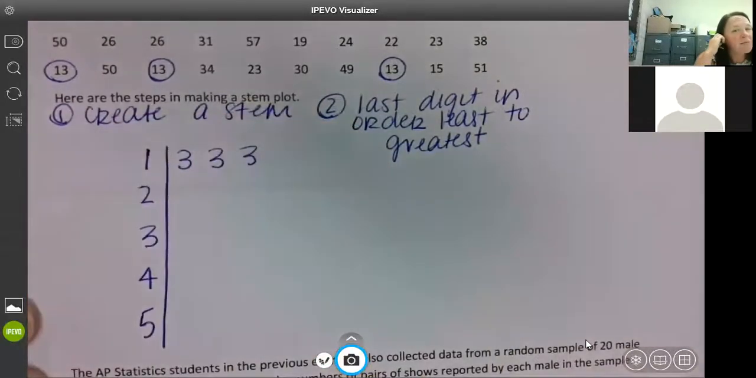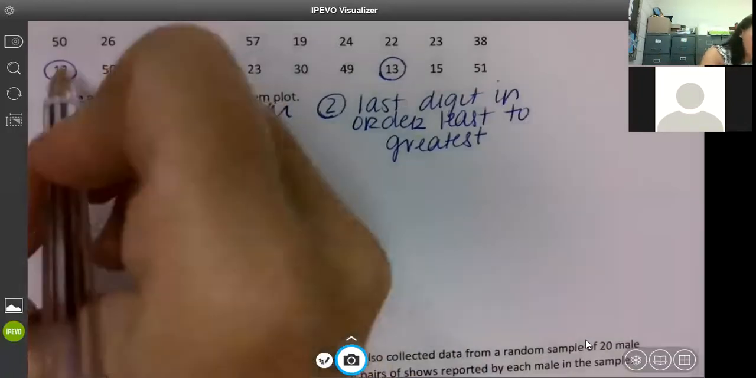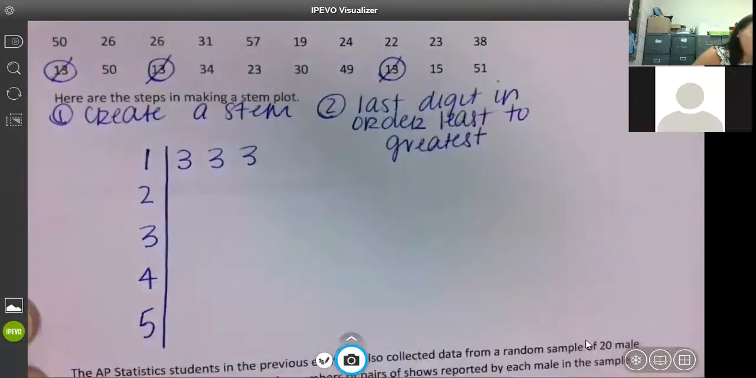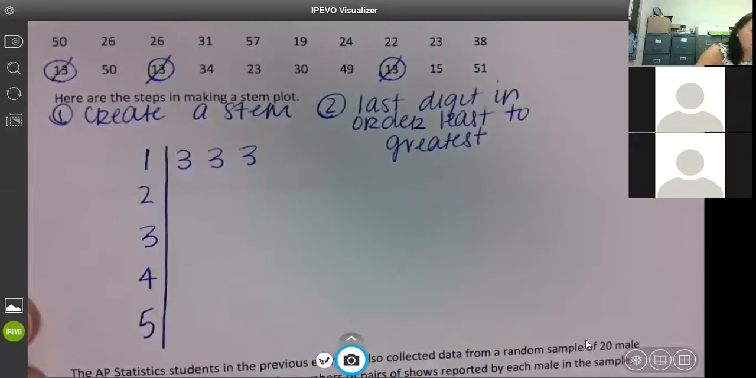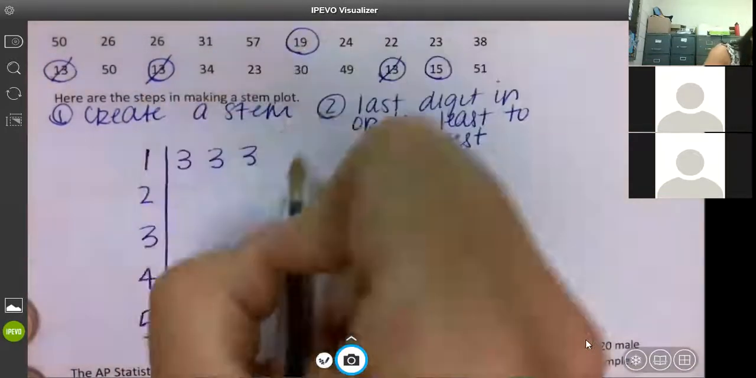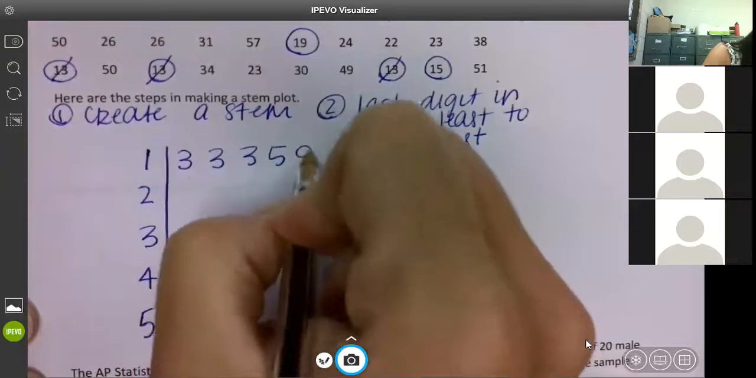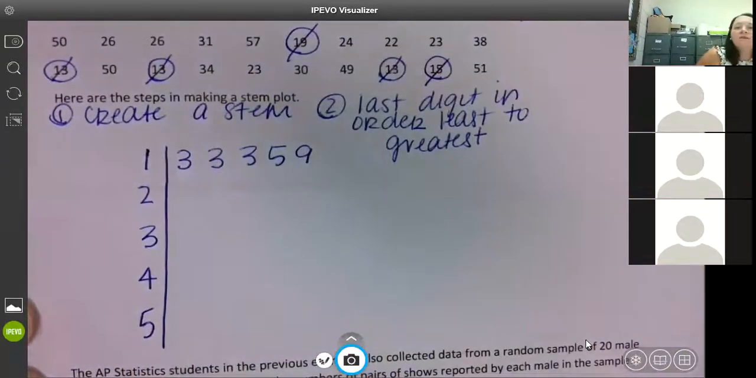Now, just like the dot plot, as I move to the 2, you want to make sure those are in line vertically. So we got the 13s. What's your next one? Is there another one with a 1 in the tens place? There's a 15. What else is there? A 19. So the 5 will go first, and then the 9, and we're done with that. Then we're going to move to the 2.